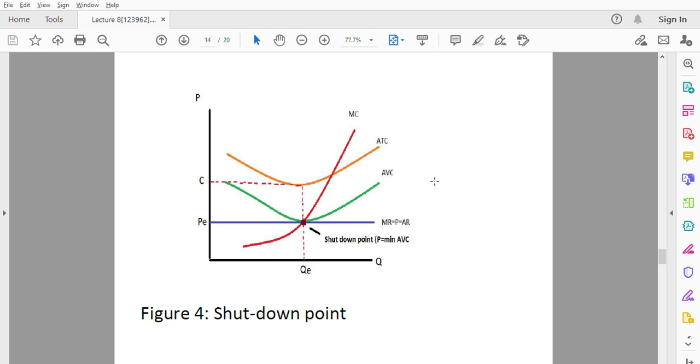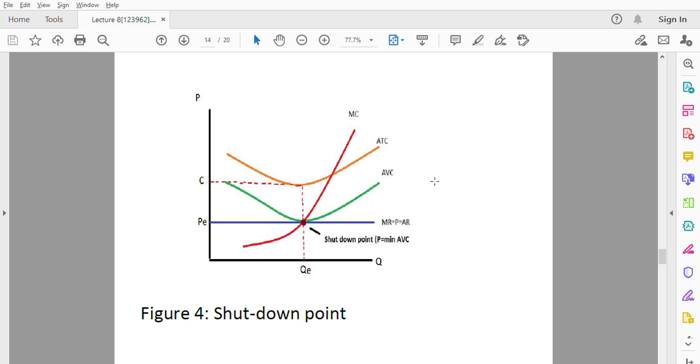So I'm talking about all these because we are going to arrive at the shutdown point at the end. The shutdown point is the point at which a firm is supposed to make a decision whether to shut down or to continue producing.